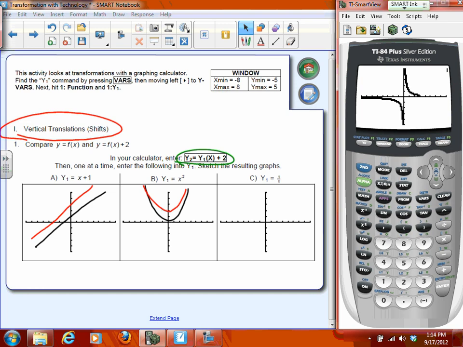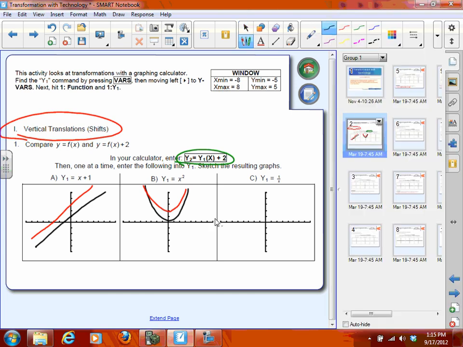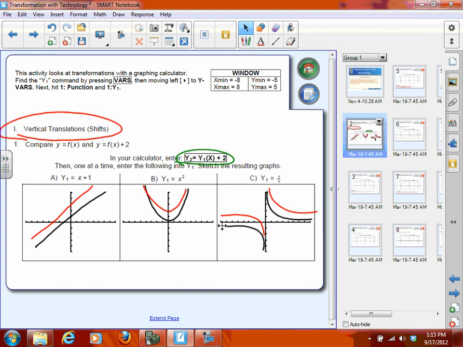And this is the graph of our rational parent function. We got a darker one. That's the original. That's the parent function. And then we also have one that's a little lighter. That's the one that is in Y2. All right, so we should have a graph that looks kind of like this. Make sure you do it in two different colors so we can tell them apart.